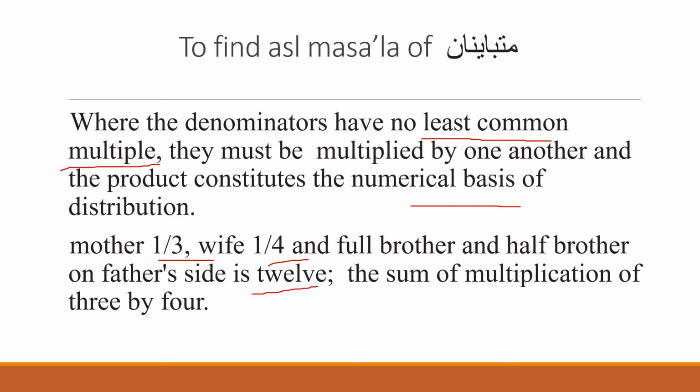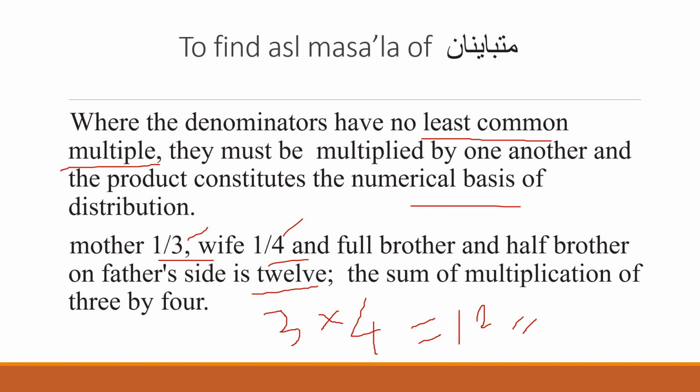Then the numerical value is 12. How did you get this number? By multiplying 3 by 4. You see 3 and 4, you just simply multiply them. 3 into 4 is 12. This is the numerical basis.